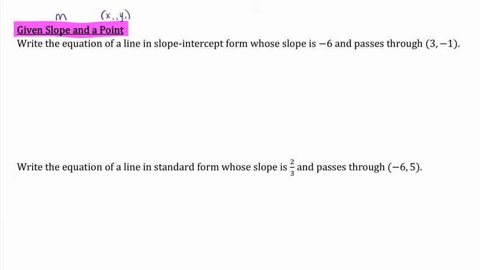All right, so this one says, write the equation of a line in slope-intercept form. So that's how we want to end our equation, right? y equals mx plus b is where we want to end up. And we are given the slope is negative 6. So our m equals negative 6. And we're given a point. It passes through the point 3, negative 1. So this is our point, right? So that means this is our x1 and our y1.